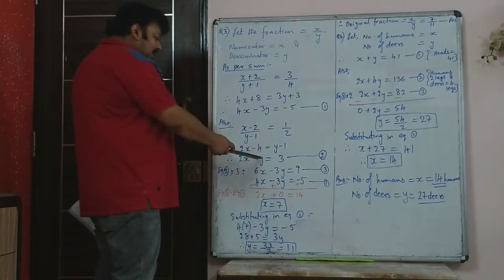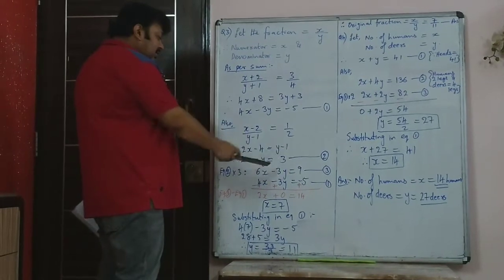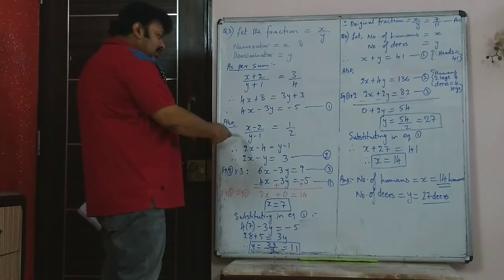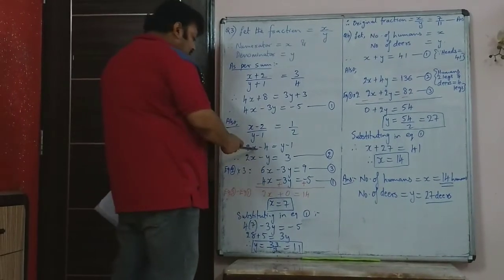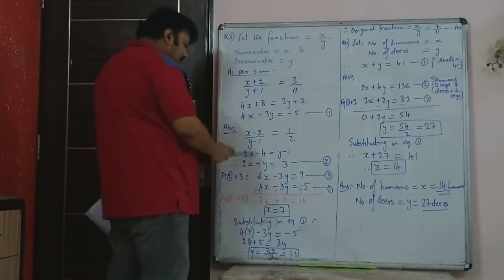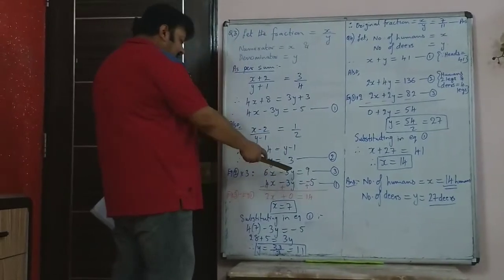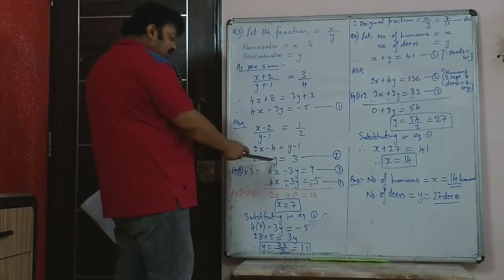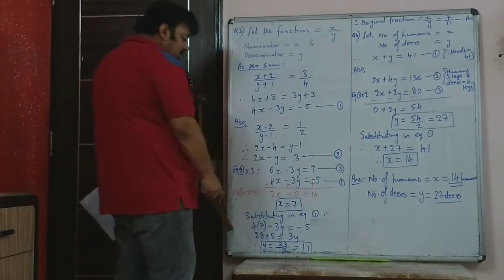You can multiply either equation 1 by 3, or you can multiply the second equation by 2 so that it becomes 4x. So either way you can do it. So you have got equation 1 remaining as it is. Equation 2 I have multiplied by the number 3. So 6x minus 3y is equal to 9.